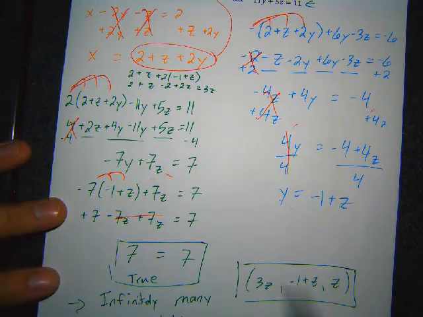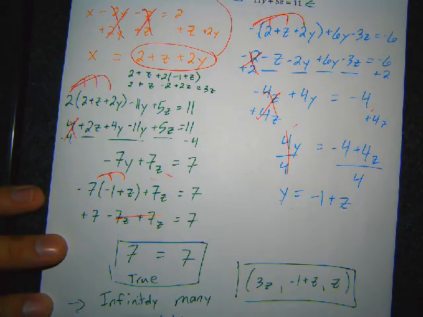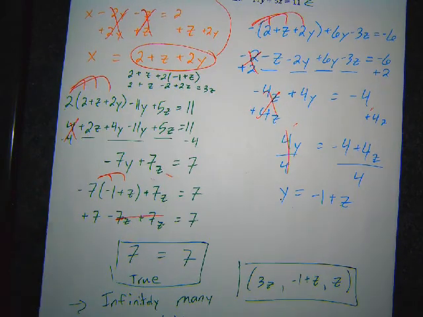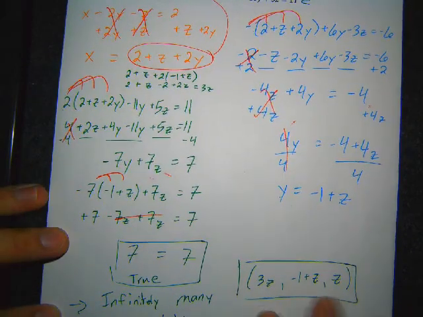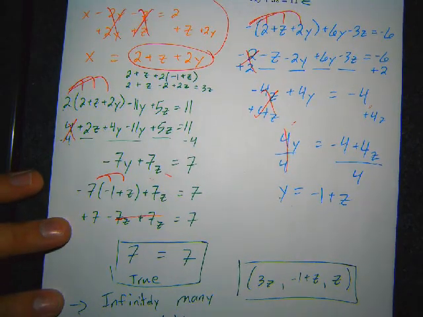On the test, I'm not going to ask for the 3z, negative 1 plus z, but if you have a problem like this, you just mark the box that says infinitely many solutions. Or if you're solving and showing your work, just say there are infinitely many solutions. I really just did that because I think there are some homework questions where they might make you do that, so I wanted to show you.